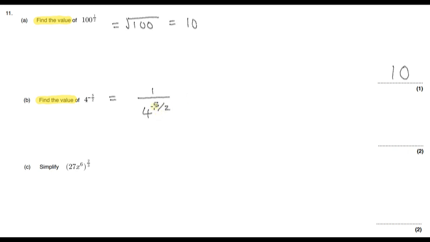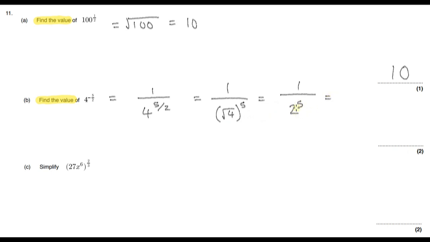So we've got 1 over, and now if we focus on our denominator, the denominator of the power is the root and the numerator is the power. So it's going to be the square root of 4 to the 5th power. Again, the numerator is just 1. What is the square root of 4? Well, that's 2. So it's going to be 2 to the 5th power.